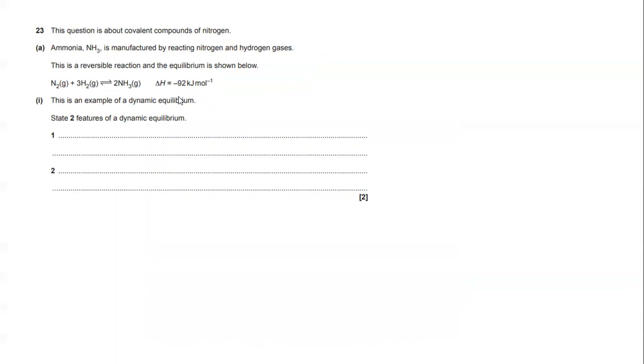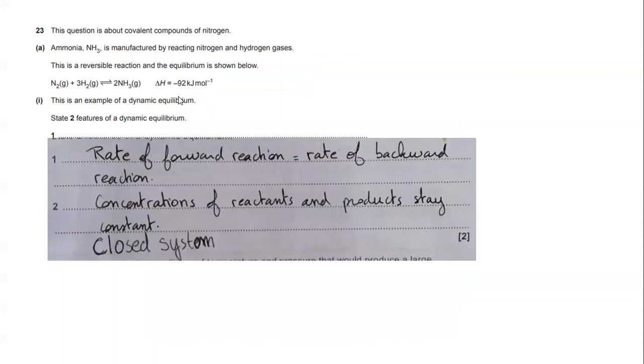This question is about covalent compounds of nitrogen. Ammonia NH3 is manufactured by reacting nitrogen and hydrogen gases. This is a reversible reaction, and the equilibrium is shown below. Two features of a dynamic equilibrium. So the forward and the backward reaction happen at the same rate. That's one feature. The second one is the concentration of reactant and product stay constant. And then you could also add that it happened in a closed system. I would always go for the first two and keep closed system as a backup plan.